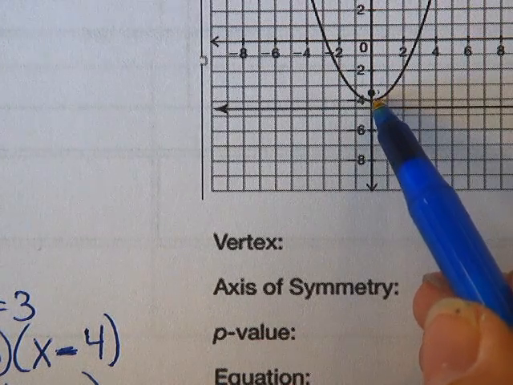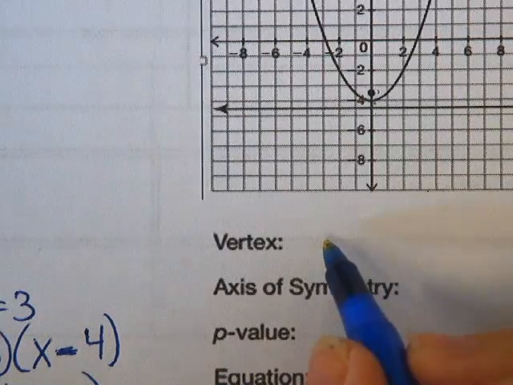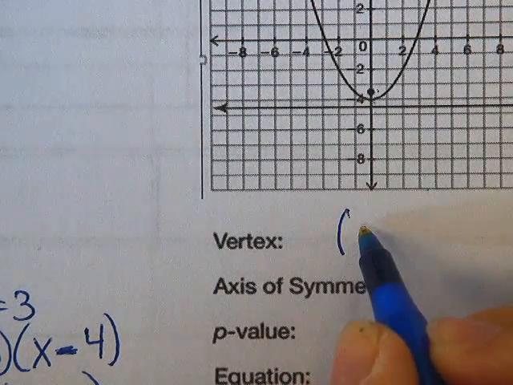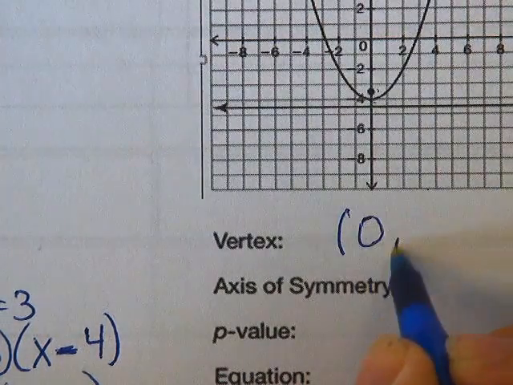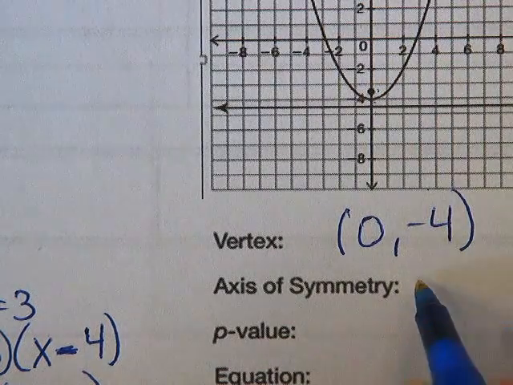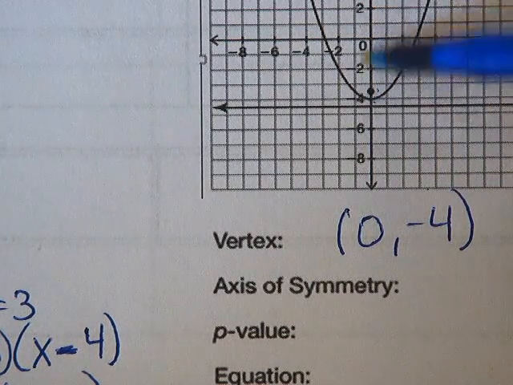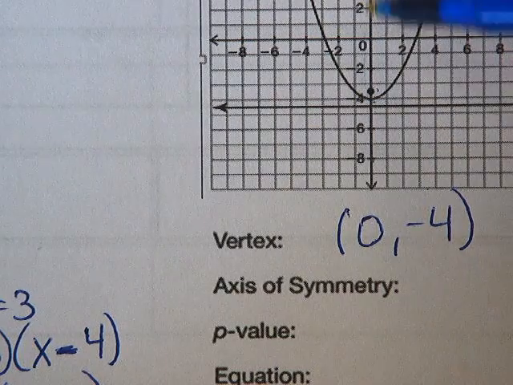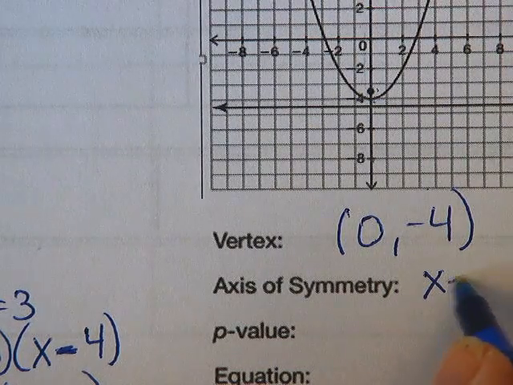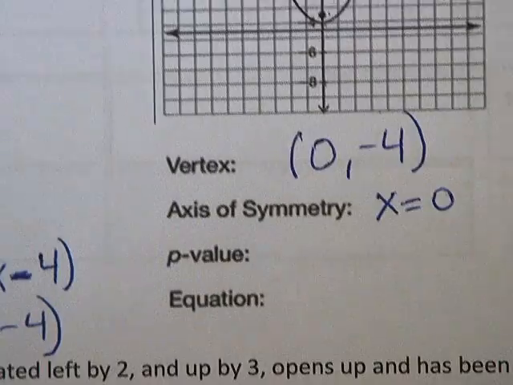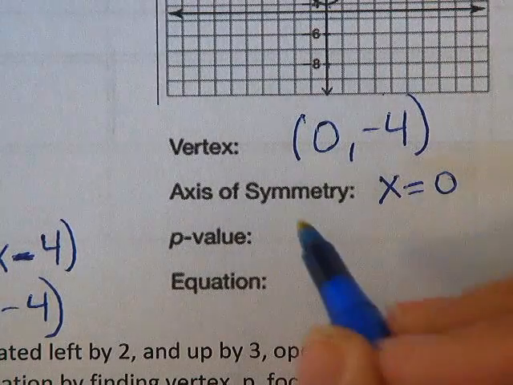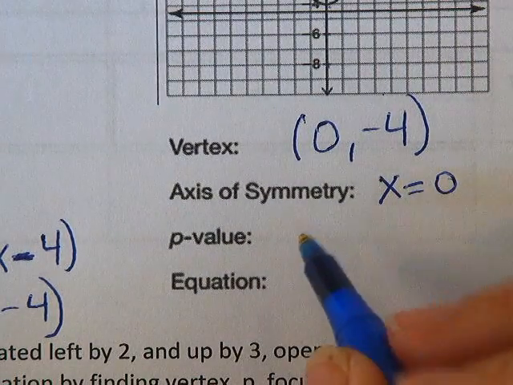Focus has been marked in. The vertex, we can look at that and tell. Vertex looks to be at (0, -4). My axis of symmetry goes down the middle, so it's really just my y-axis, and the equation of that is x equals 0. The p-value, so again, it's the focus minus the vertex.